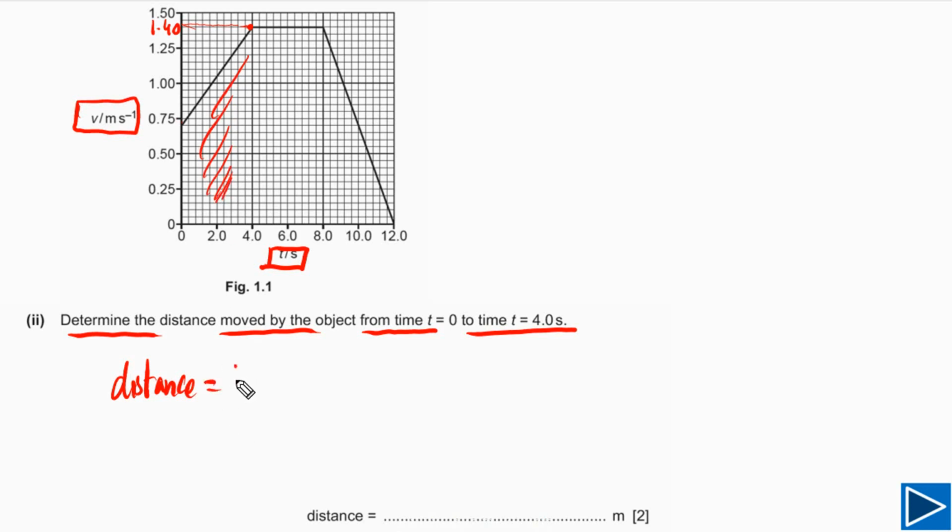So for the area of the trapezium, we can write down 1.40 plus 0.70, divided by 2, and we need to multiply by the time, 4.0. If we solve this, our final answer is 4.2 meters. So we can write down our final answer here.